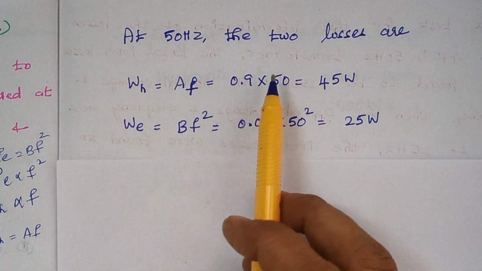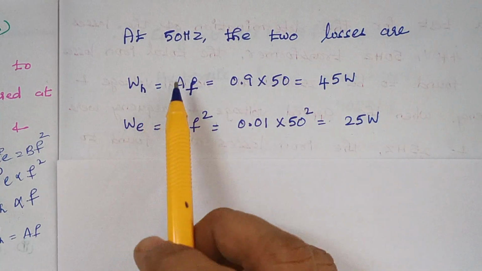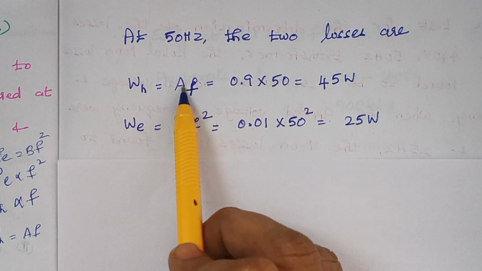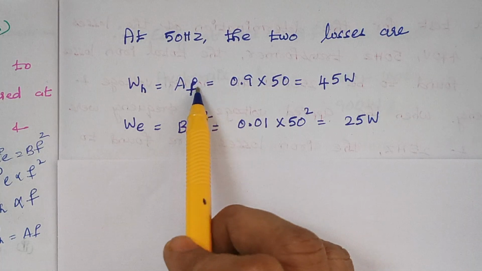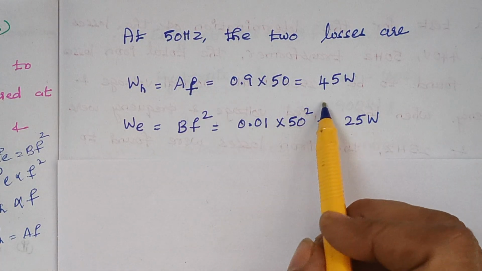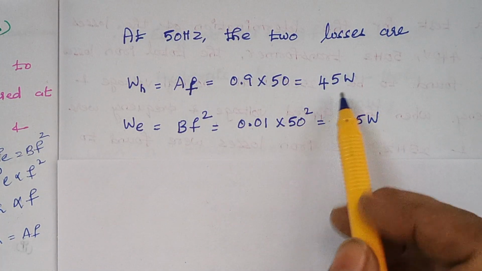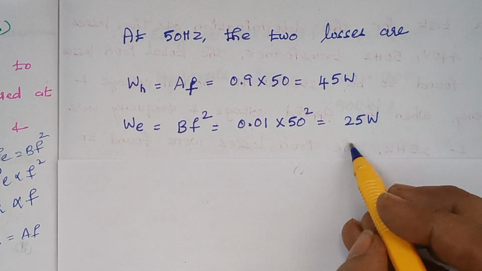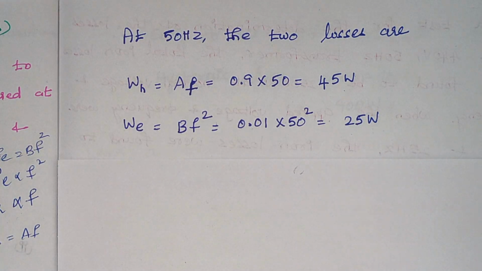So at 50 Hertz, the hysteresis loss is equal to A into F. We know the value of A and the frequency is 50 Hertz. So just substitute the values and finally we end up with the answer as 45 watts and 25 watts. Right. Now we proceed with our next problem.